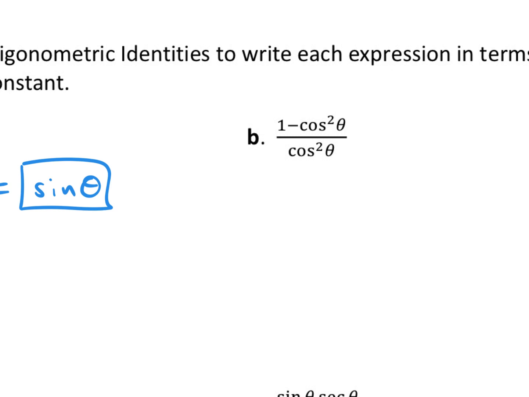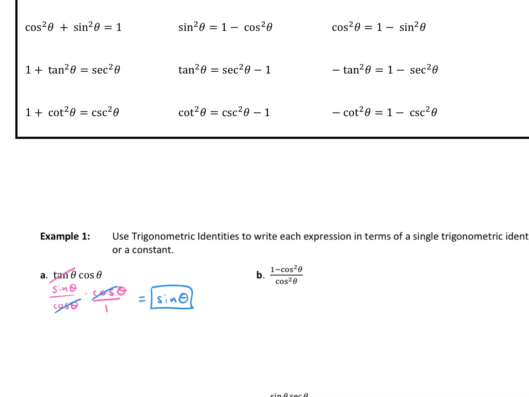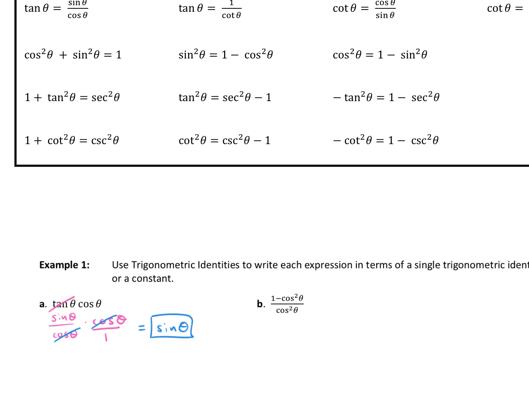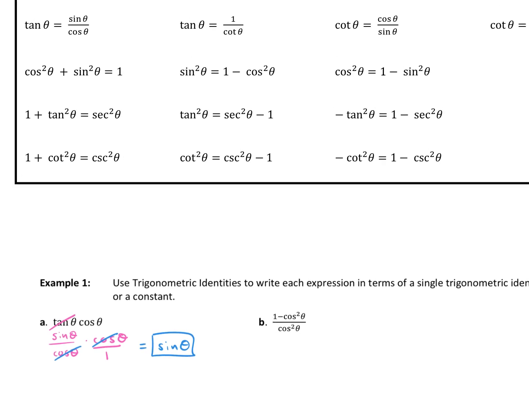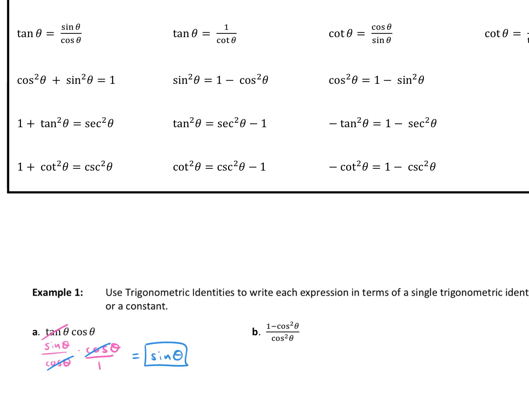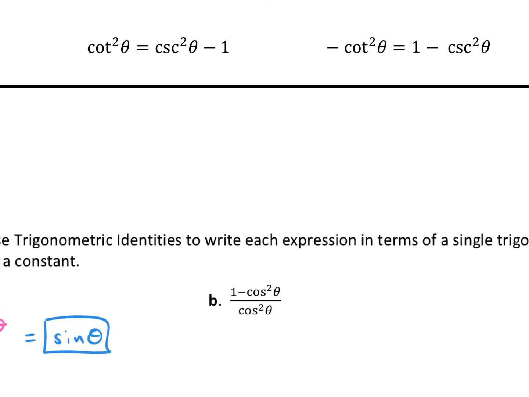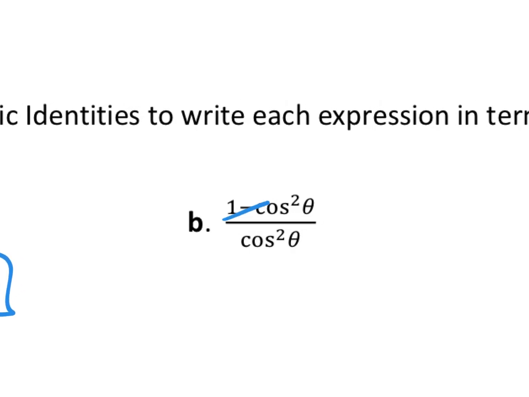What can I do here? So since I have a 1 minus cosine squared, I'm probably going to use one of my Pythagorean identities. So 1 minus cosine squared would be this one. So what can I replace 1 minus cosine squared with? Sine squared. So I can take out that 1 minus cosine squared, plug in a sine squared. So now I have sine squared over cosine squared.